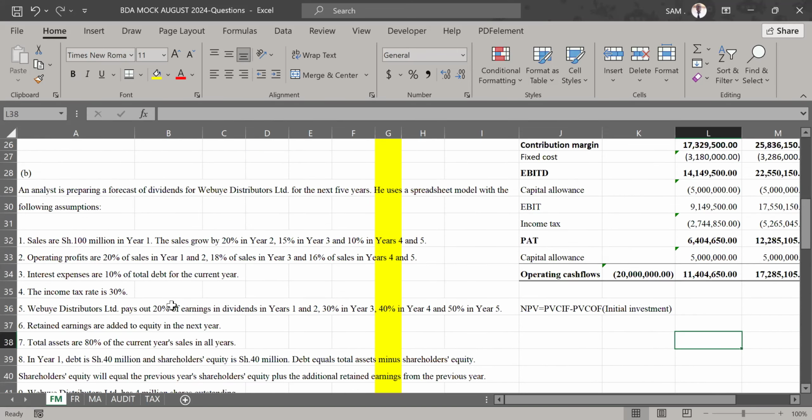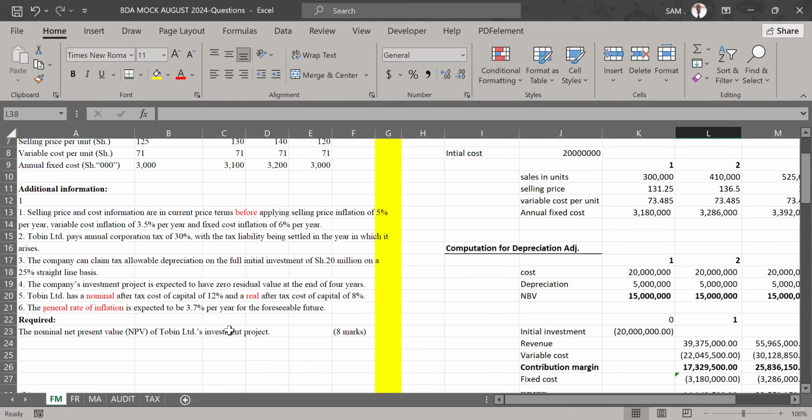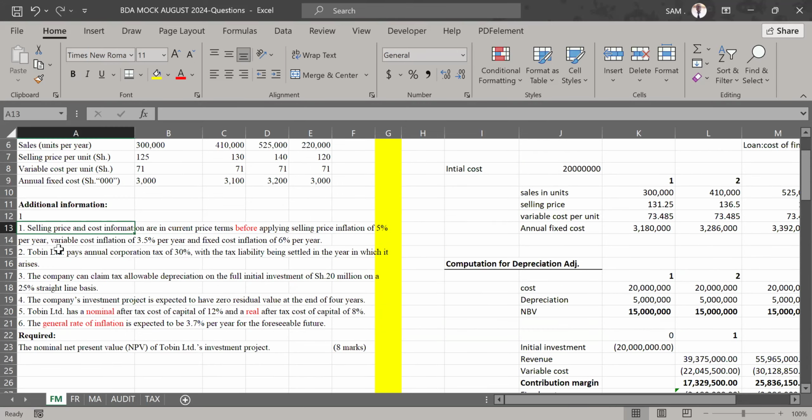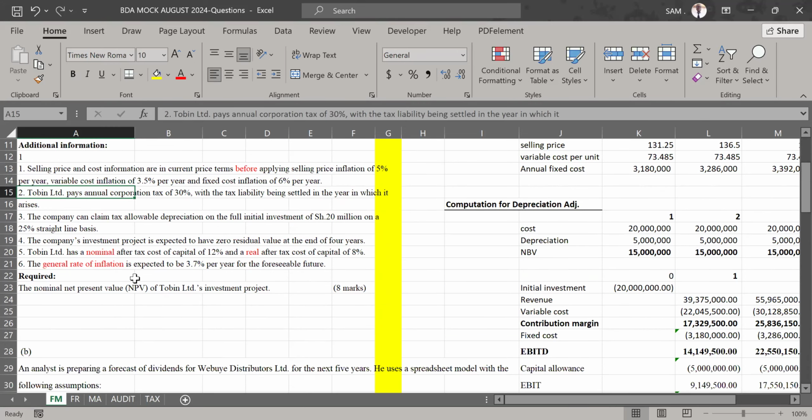Now, additional information. Have we exhausted all of it? Note 1 we are done. Note 2 was about tax. We've already taken care of that. Claim allowable depreciation, we've taken care of that. Number 4 is talking about residual value at the end of the 4 years.